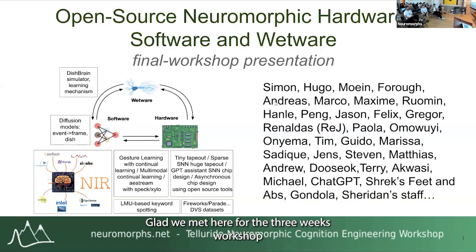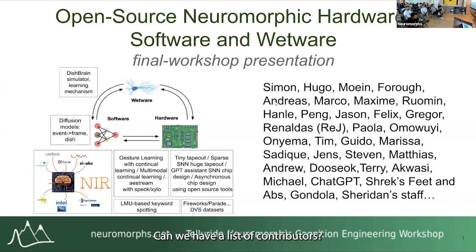Okay, so super glad we met here for the 3 weeks workshop for the open source neuromorphic software and hardware. Basically, we just don't want to rebuild the wheel all the time, we want to build our work on others' work. And we have a long list of contributors. If you want to read them, we have so many projects with this triangle relationship.